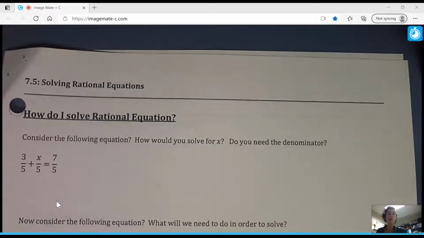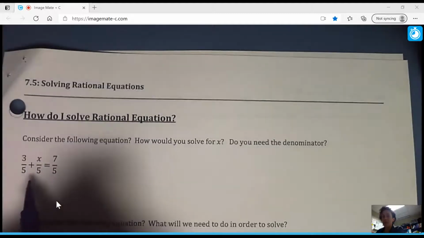Hey everybody, so we are going to be in your packet on page 95, and I have another little supplement page that I'm going to be showing you first that will hopefully make sense of what we're going to do here. So what we're going to start to do is solve rational equations, which means we're going to see a fraction. And I just want you to get an idea that as long as you are good with fractions, you will be able to do this.